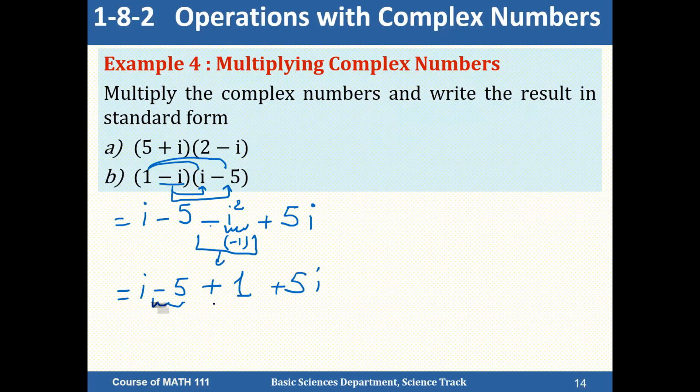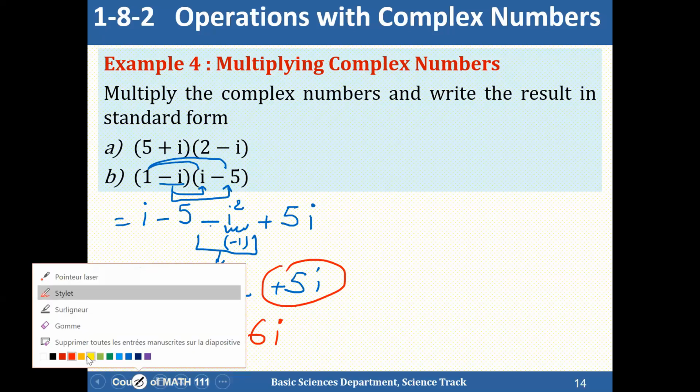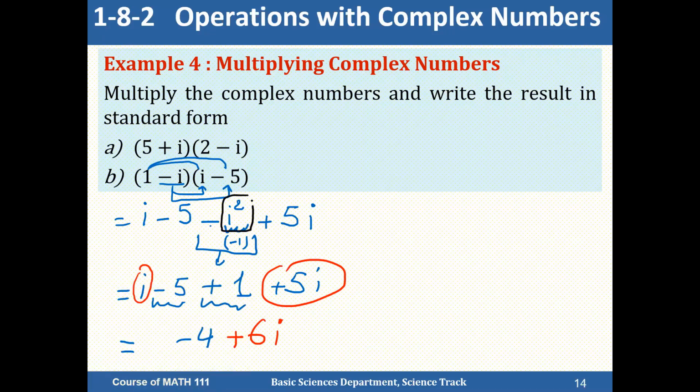Then we add real parts. Minus 5 plus 1 gives me minus 4. And the imaginary parts together: i plus 5i gives me 6i. So this is multiplication. Nothing new. The only novelty is that we replace i squared by negative 1.